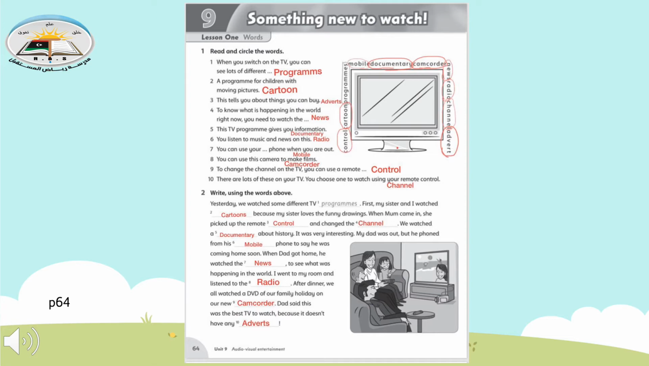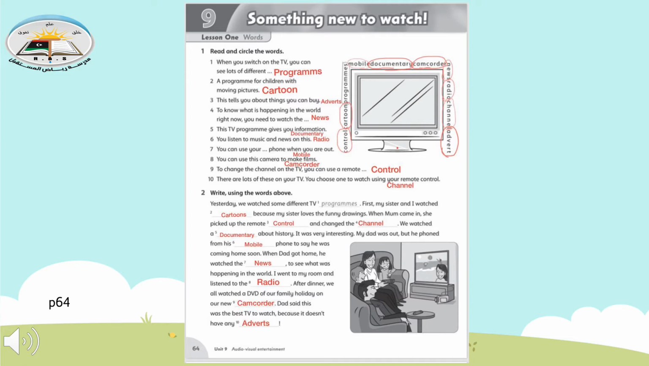So number 7, news, to see what was happening in the world. I went to my room and listened to the radio. After dinner, we all watched a DVD from our family holiday on our new camcorder. Dad said this was the best TV to watch because it doesn't have any adverts.